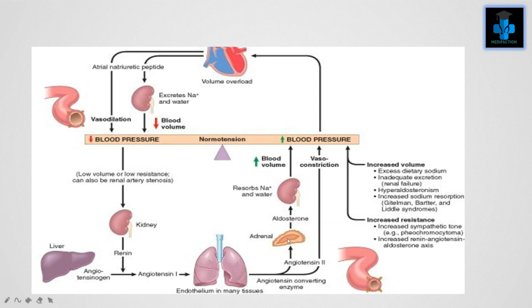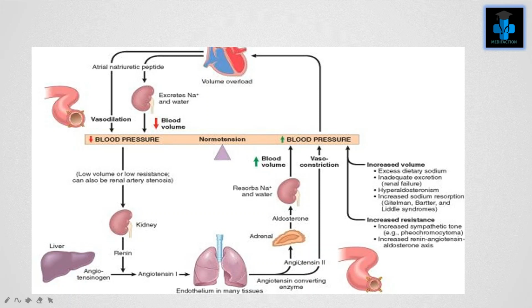First one is by acting on the adrenal gland. When the angiotensin 2 acts on the adrenal gland, it produces aldosterone, and this acts on the kidney through the renin angiotensin aldosterone pathway, and the kidney thus results in resorption of sodium and water, by which the blood volume will be increased and the blood pressure is maintained.